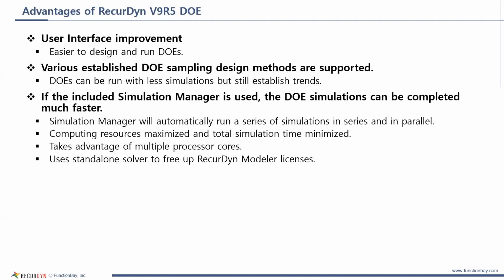So what this will allow you to do is, as opposed to just being able to run a full factorial design, you can choose one of these other sampling methods that will choose a subset of trials to run that will be smaller, so you'll have fewer simulations, but you'll still be able to establish trends in the performance from the trials.